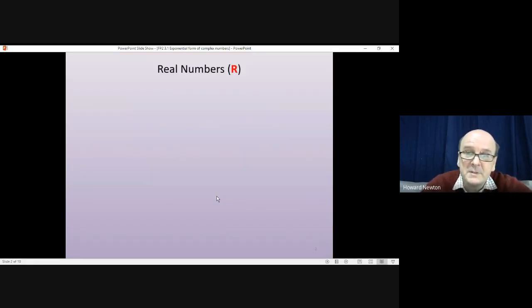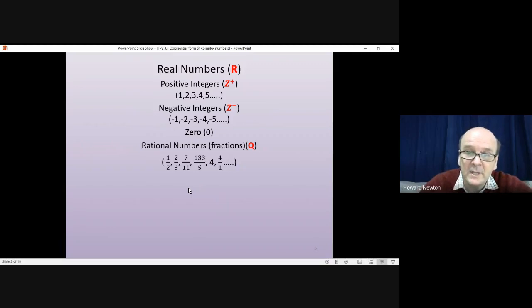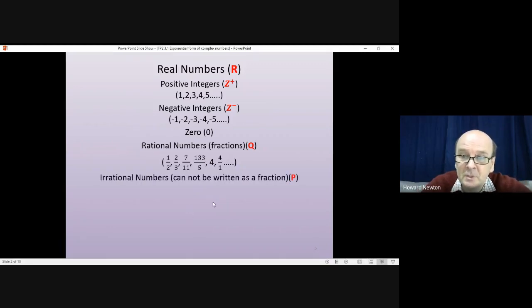Now, numbers can be split up and categorized in various ways, but the two big categories are, first of all, the real numbers, which includes the positive integers, the negative integers, the number 0, rational numbers, which are numbers that it is possible to write as a fraction, and last of all, irrational numbers, which are numbers that it is not possible to write as a fraction. Numbers like √2 and the cube root of 5, pi and e. It is impossible to write any of those numbers as a fraction.